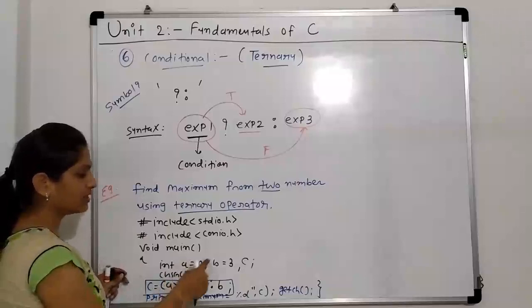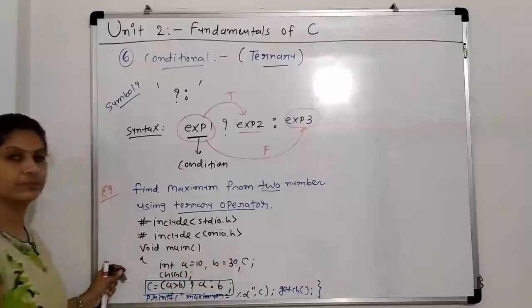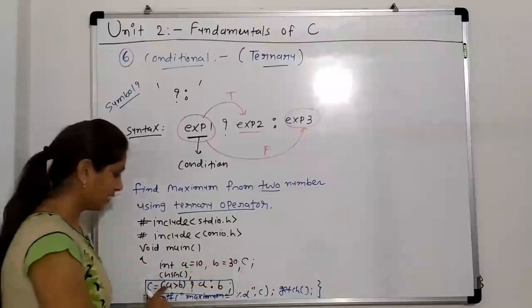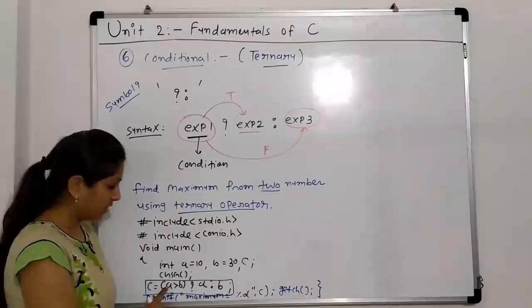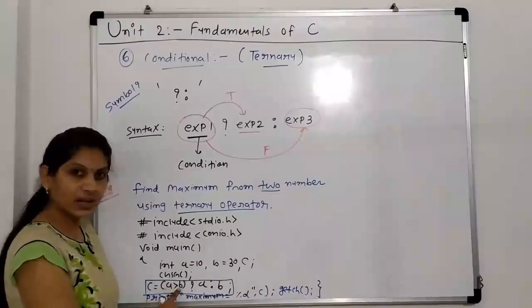Now suppose here we change 3 to 30. Then what happens? The condition is now changed. Is 10 greater than 30?